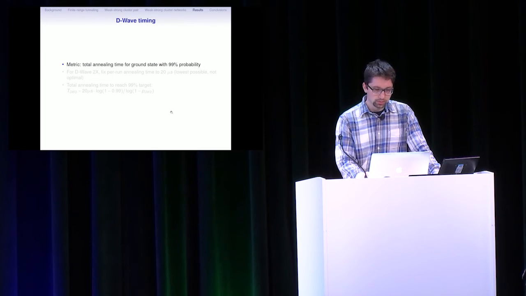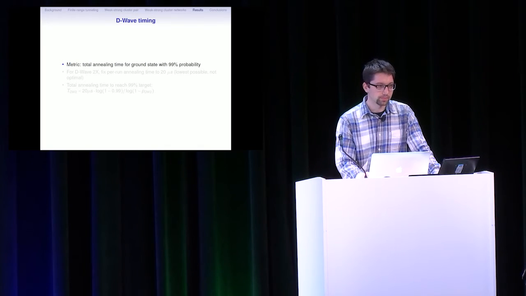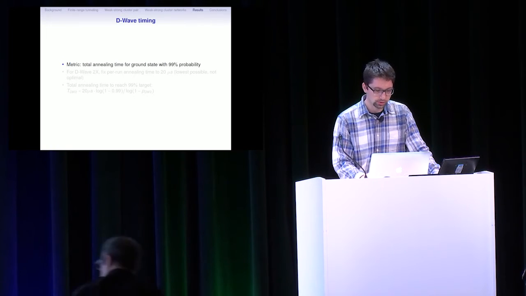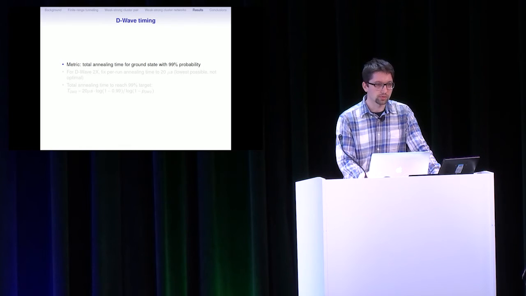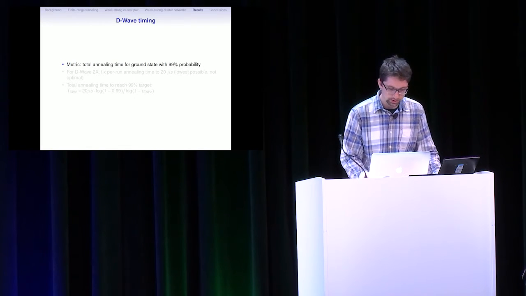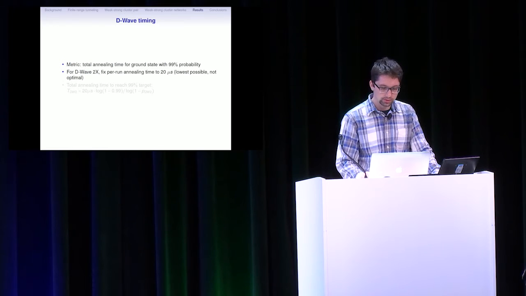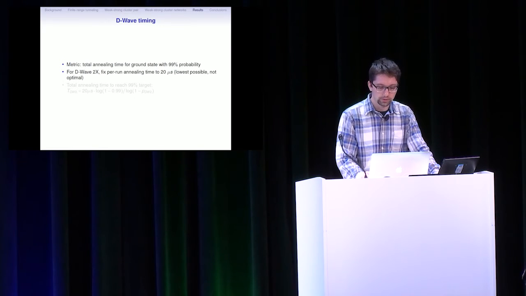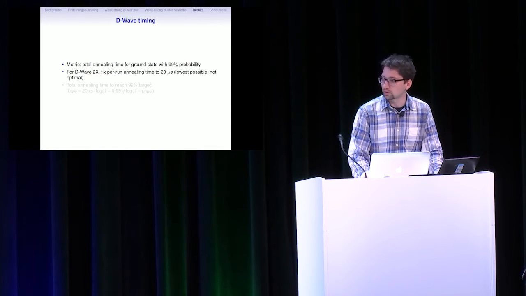Okay, so now we come to the results of this study. I'll first talk about what we measure and how we measure it, and then I'll show the main results. So our metric here is the total annealing time for finding the ground state with 99% success probability. For the D-Wave machine, we fix the annealing time to 20 microseconds. That's the lowest possible, and we fix it to the lowest possible because it's actually not optimal. I mean, if we can run the D-Wave machine faster, we would be achieving better results.